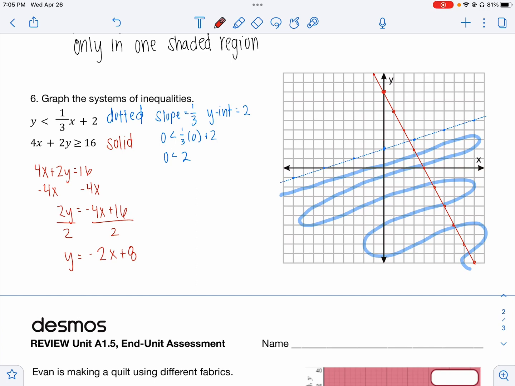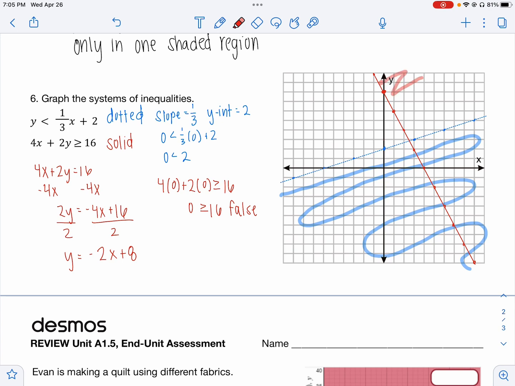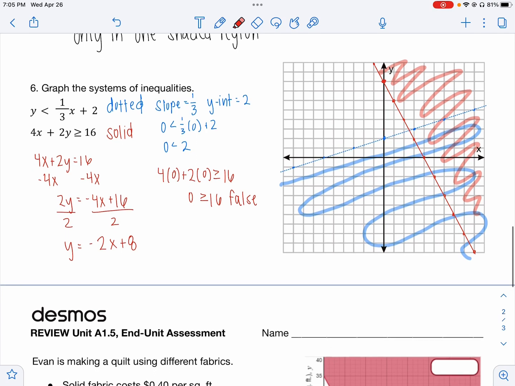Okay, plug in a point to the original inequality. 0, 0 is the best option right here because it's not on the line. So we get 0 is greater than 16. This is false. That means the other side of the line that does not have 0, 0 on it is going to be shaded. So you can see the region that is shaded by both red and blue.